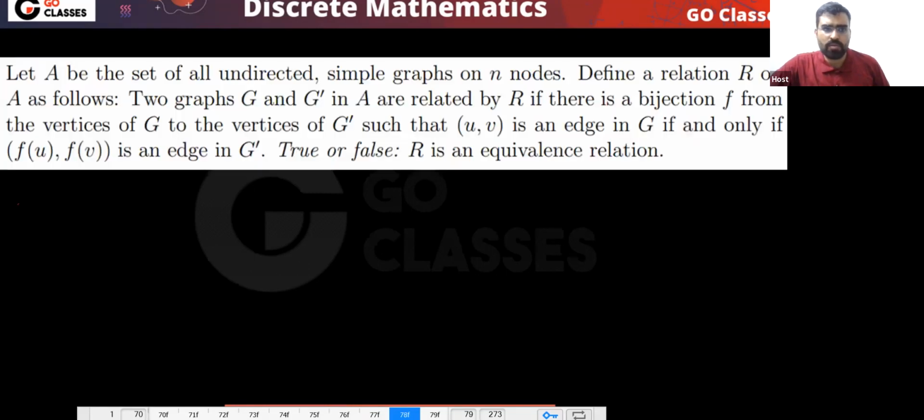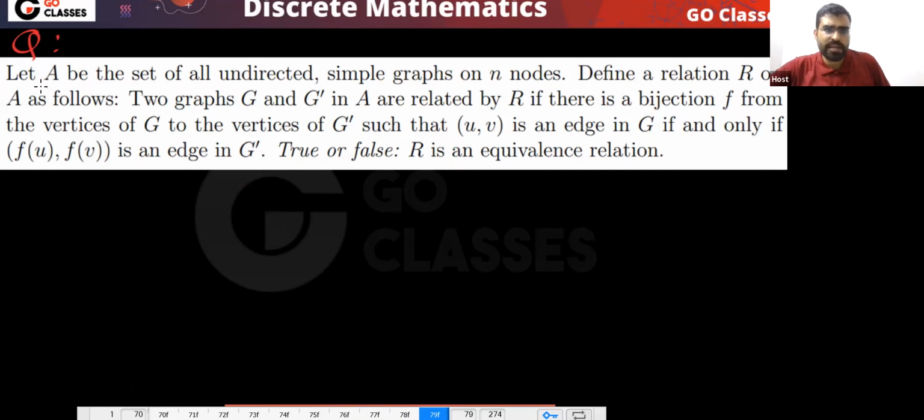So this is the idea. Now let's solve this question. What is the answer for this? True or false? So remember, if you notice, this is a nice question. I found this in a university.